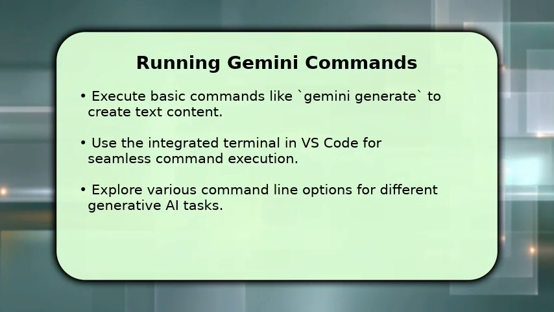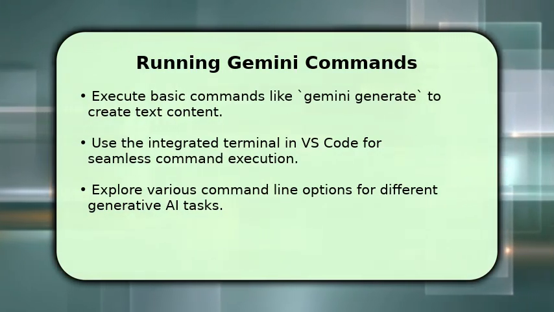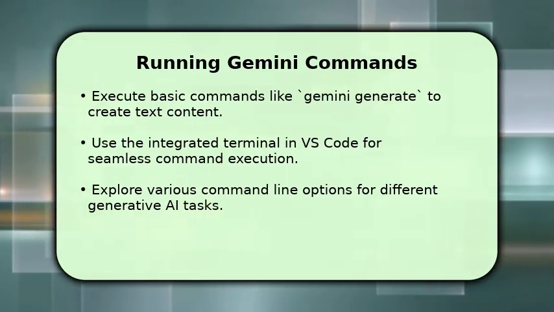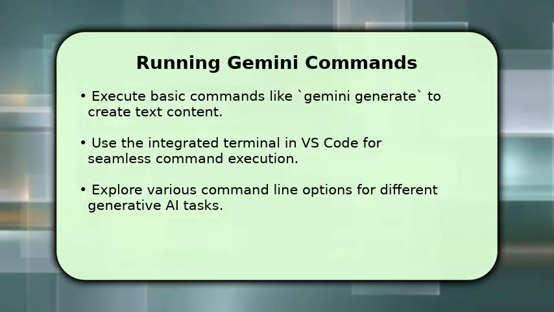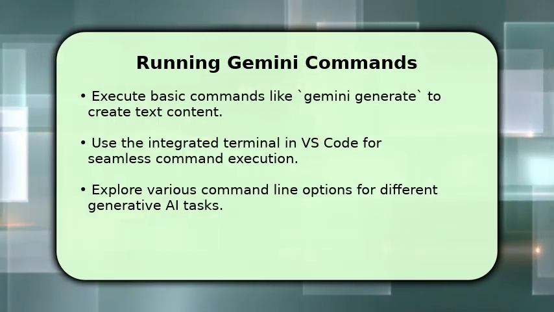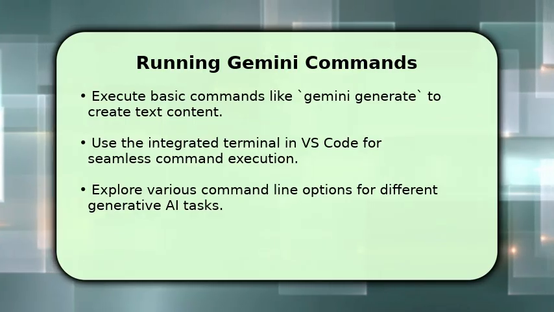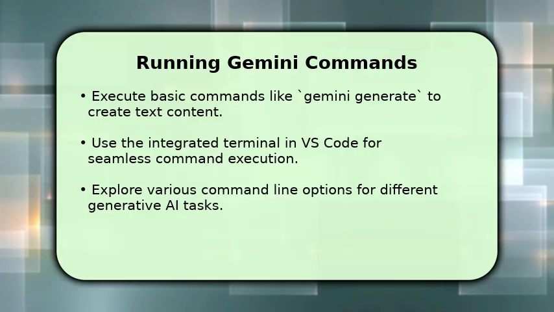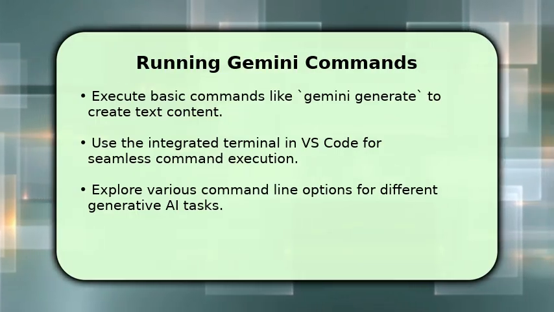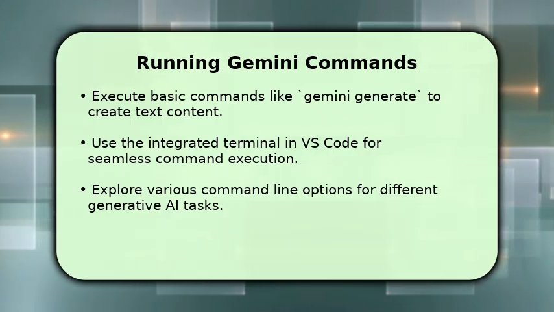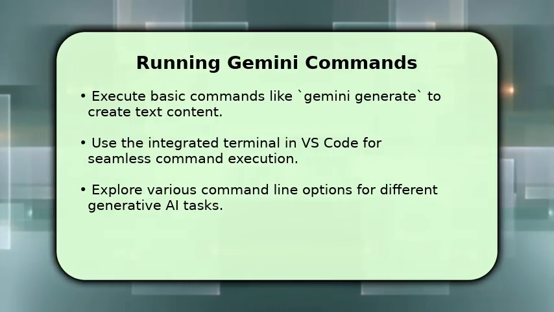With the CLI installed and configured, you're ready to run your first commands. Try gemini "write a short poem about a cat" directly in your VS Code terminal. The output will appear right there, demonstrating the power of generative AI. Experiment with different prompts and explore options like specifying model parameters. The integrated terminal makes it incredibly convenient to iterate on your prompts and see immediate results, enhancing your development speed.